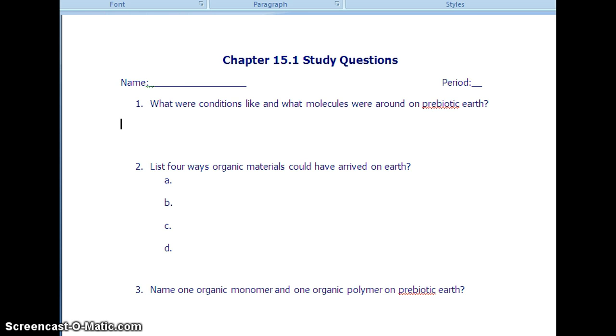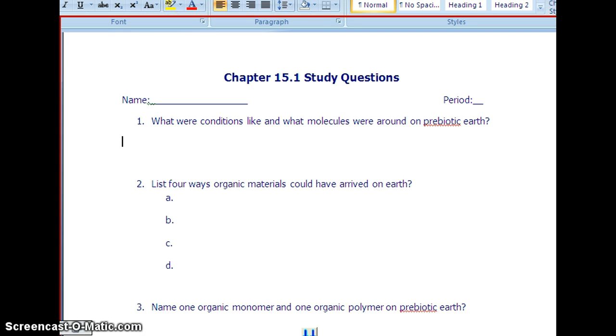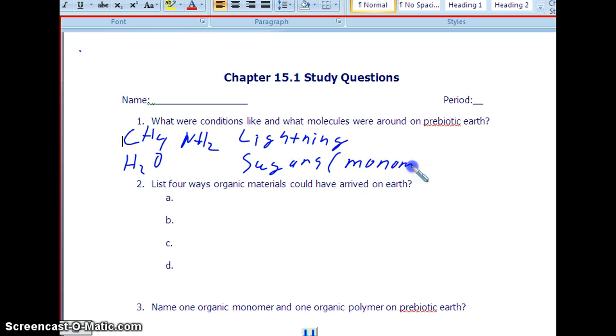What we're going to look at is, we had methane, we had water, we had ammonia, we had lightning. We also had monomers available. As these started reacting more together, then we could have the monomers making the sugars. And again, these are monomers.